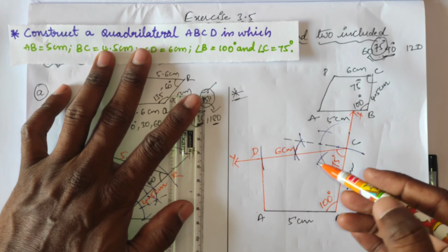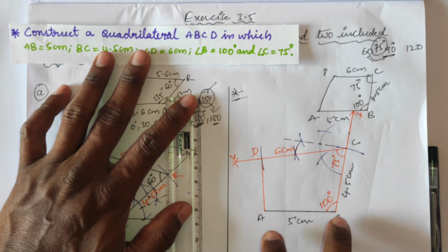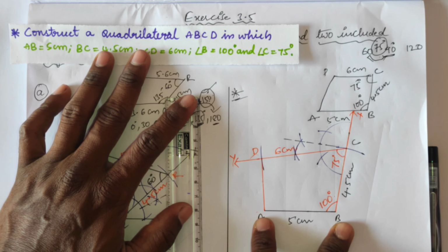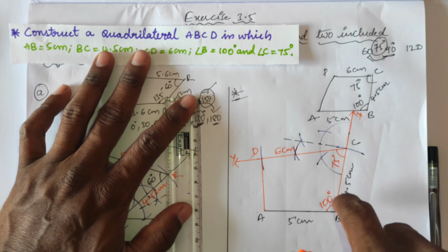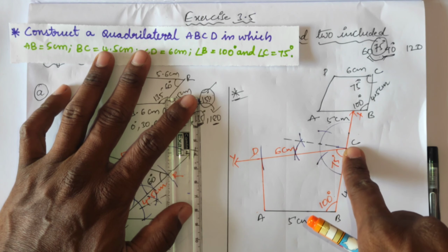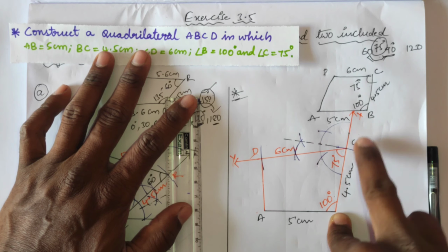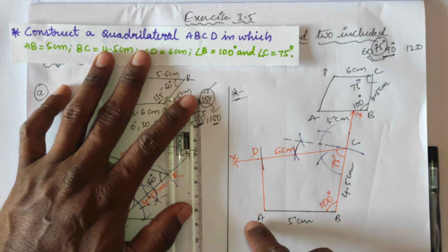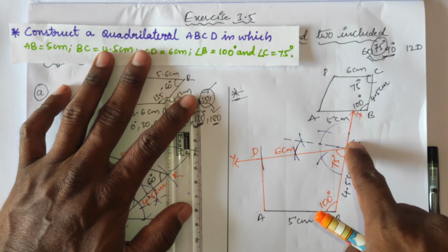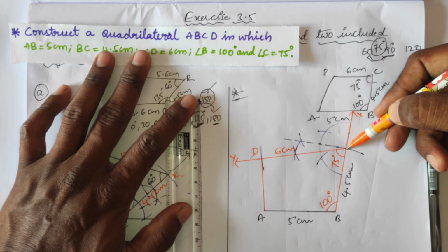Once again we will see. So first we draw a rough sketch here. Now first we are considering AB as a radius measuring 5 centimeters. Then we took angle B as 100 degrees. So with the help of a protractor we constructed 100 degrees here. Then measuring the BC length and cutting this ray, we got 4.5 centimeters. With this side construction is completed. Now we have to construct angle C as 75 degrees.